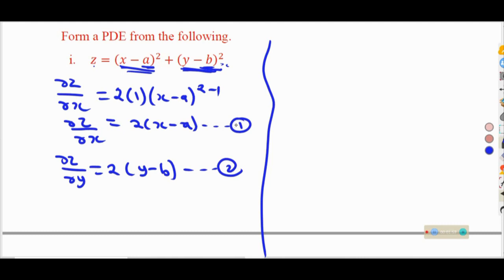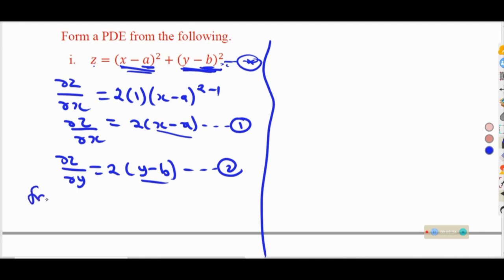When looking at equations 1 and 2, we are looking at how best we can eliminate a and b. So how best can you eliminate a and b given these two equations here? I realize this is x minus a, this is y minus b. But when I come to the equation here, which maybe let me call equation star, I realize I have x minus a, y minus b. Let me make x minus a the subject here, y minus b the subject in equation 2. I come and substitute them in equation star. Let us try out that.